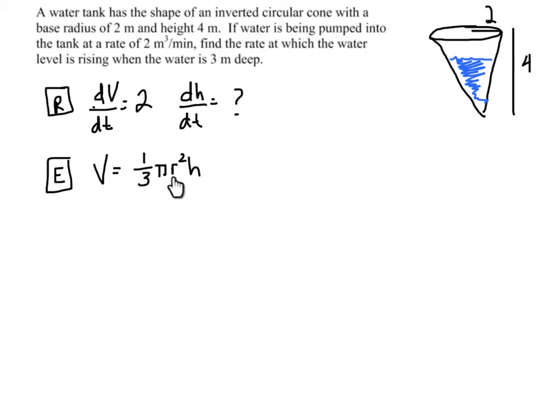They gave us h, right? They told us h was 3, but they didn't tell us r. So we don't have r, we don't have dr dt. So we've got a lot of things that we don't know that we'd have to solve for. We have a way around product rule.